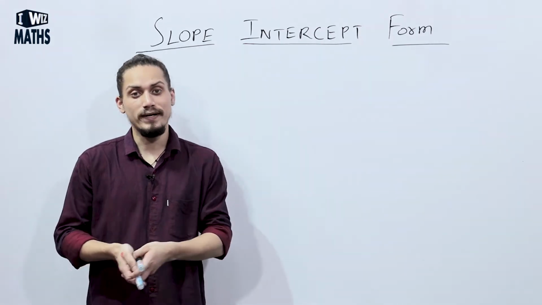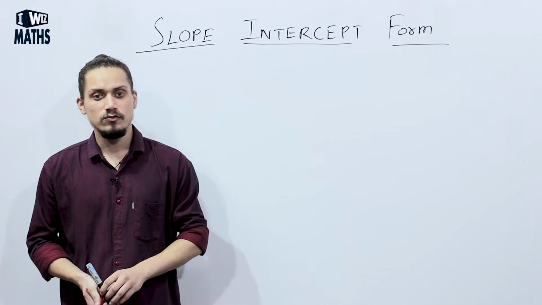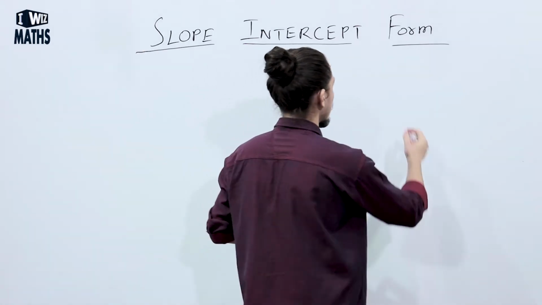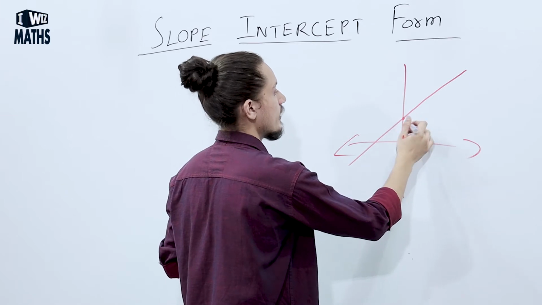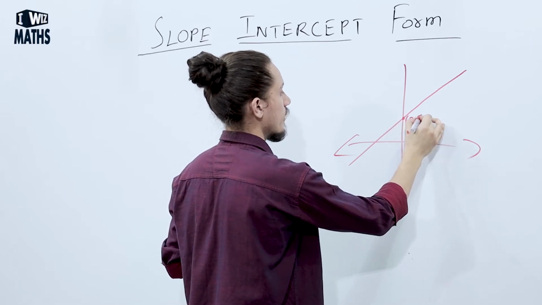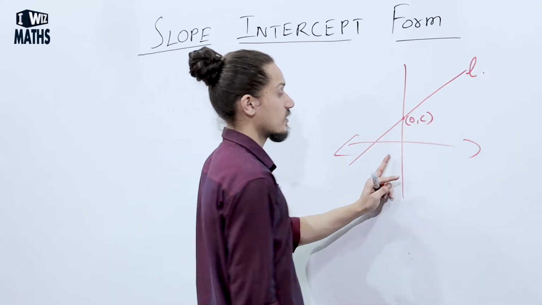Next form is slope-intercept form. Sometimes we see a line intercepting any axis. So suppose there is a line L which intercepts y-axis at point (0, c). Okay, तो इस line की intercept form कैसे मिलेंगे?